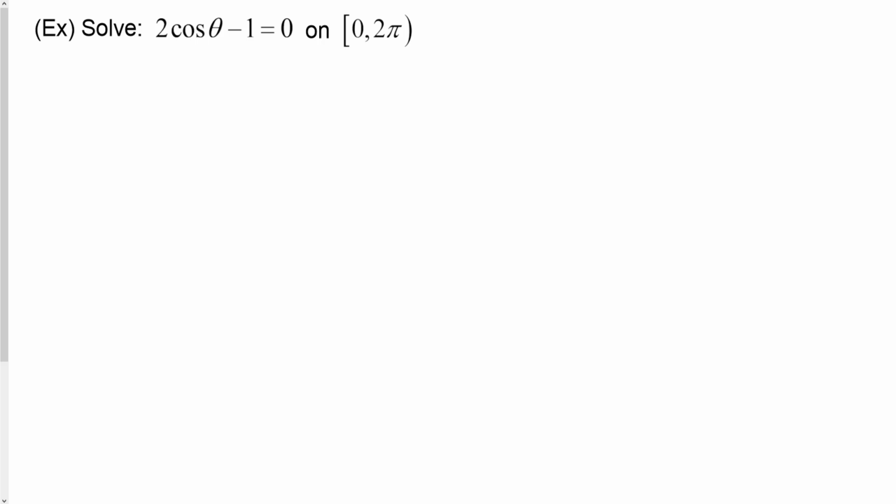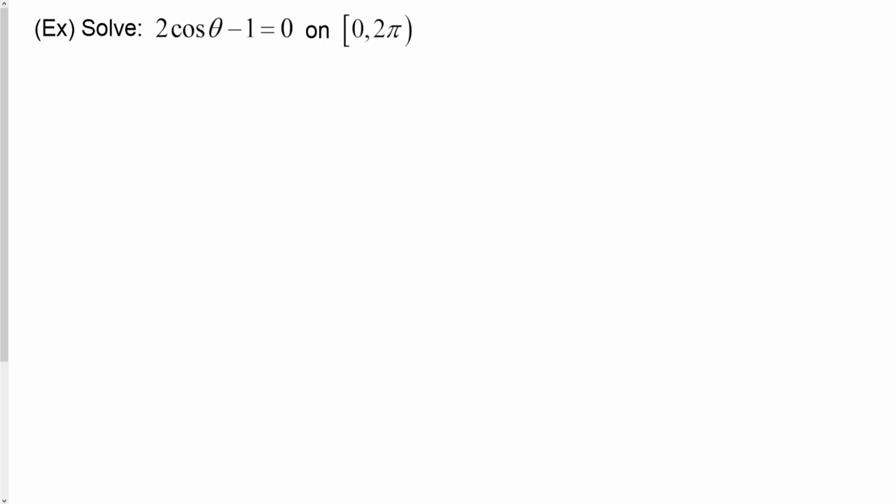Solve 2 cosine theta minus 1 equals 0 on the interval from 0 to 2 pi. Okay, so now here's the situation. I am answering in terms of values along the interval from 0 to 2 pi. So I have to make sure all of my answers exist in that interval. Let me show you what I mean.